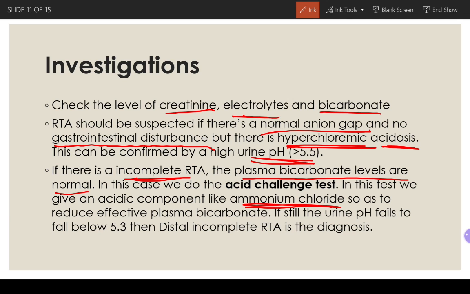So if there's an impairment in reabsorption of bicarbonate or the secretion of acid when the effective bicarbonate is reduced, that is to maintain pH, if these mechanisms are not taking place, then you say that it is an RTA. So how do you know that these mechanisms are not taking place? If your urine pH fails to fall below 5.3, so however much acidic component you give or infuse into the body, the urine pH does not fall below 5.3, it still remains alkaline. Then distal incomplete RTA will be your diagnosis.